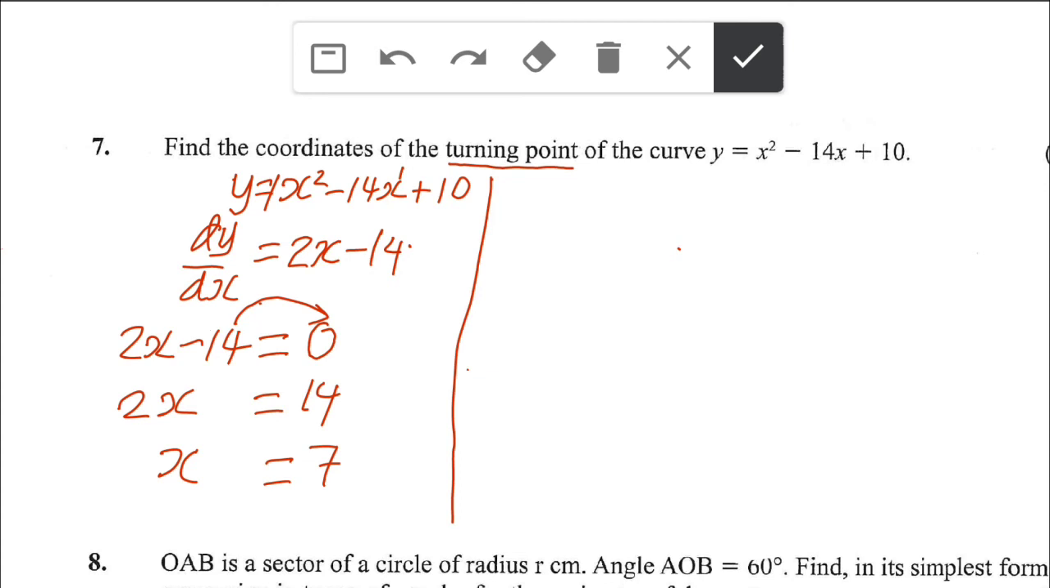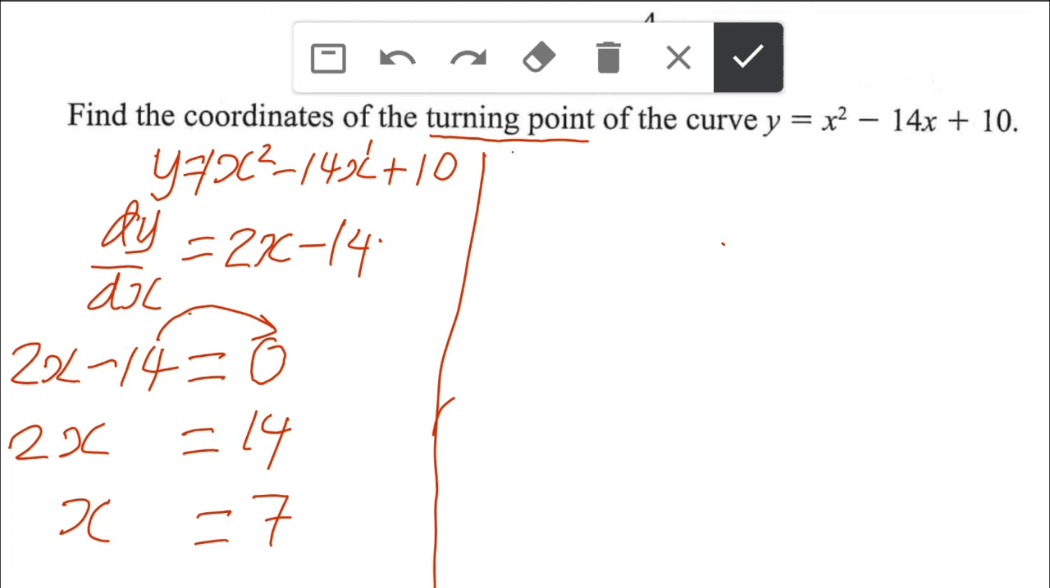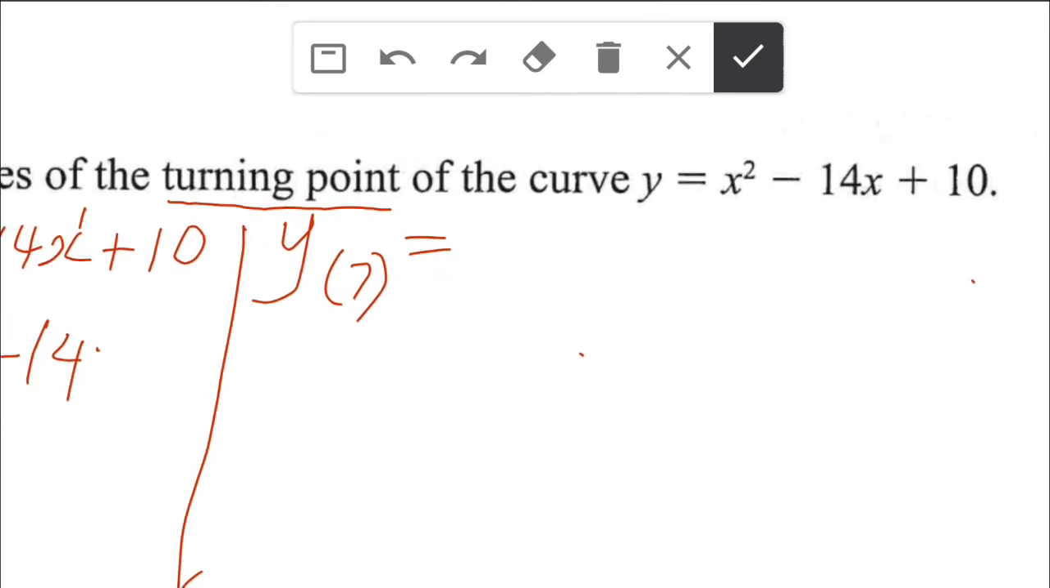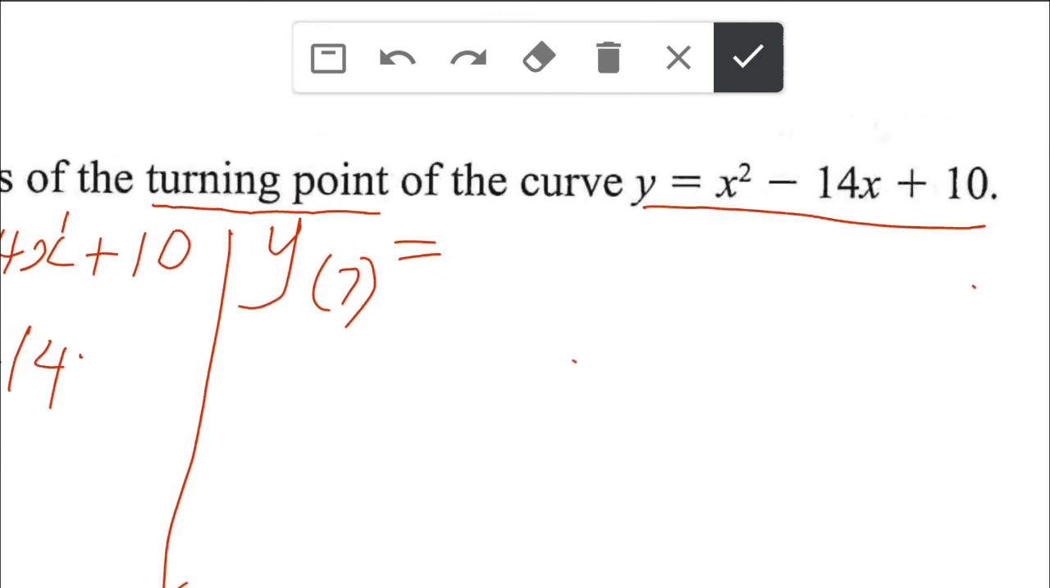Remember, you're told to find the coordinates. So coordinates requires us to find x and y. Now we have x, so let's find y when x is 7. So we want to find the value of y when x is 7. And we have our equation here that says that y is x squared, and in this case our x is 7 squared minus 14 into 7, because our x is again 7, then plus 10.